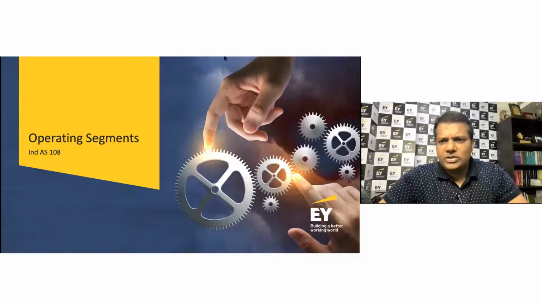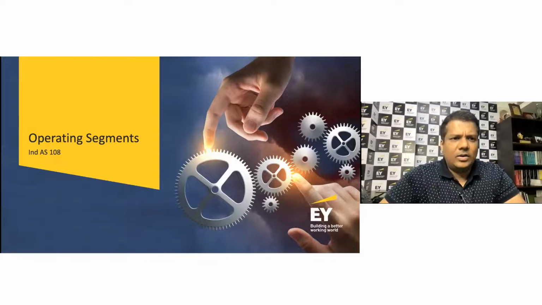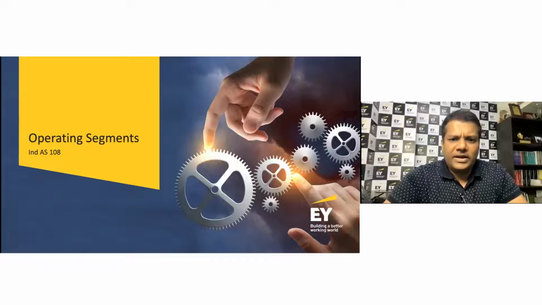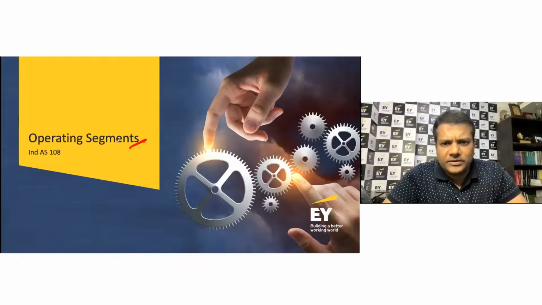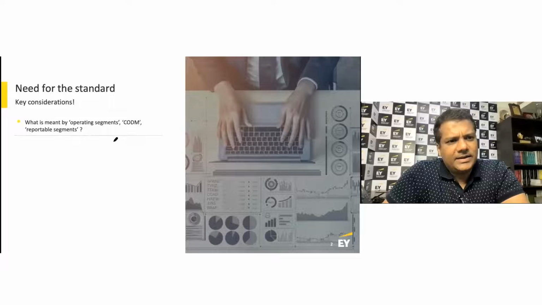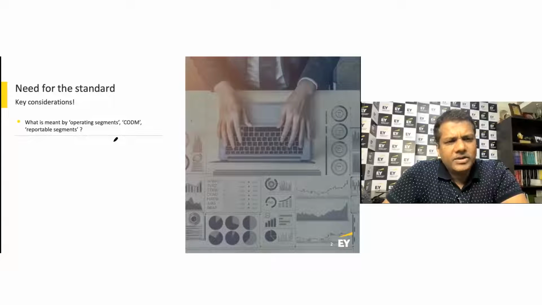So what we will do over the next hour or so, we will try and understand all of this in great detail, so that we are able to fully understand and appreciate what this is all about. So when you think about why we need this standard, what's meant by operating segment? What is CODM? CODM stands for Chief Operating Decision Maker. And what is a reportable segment?